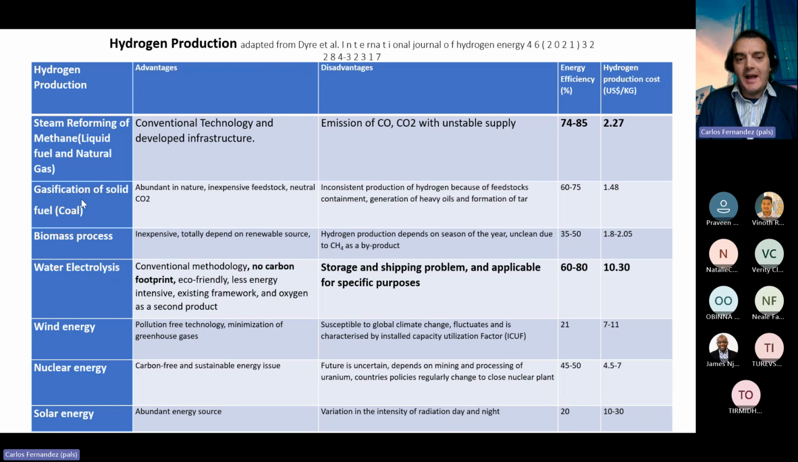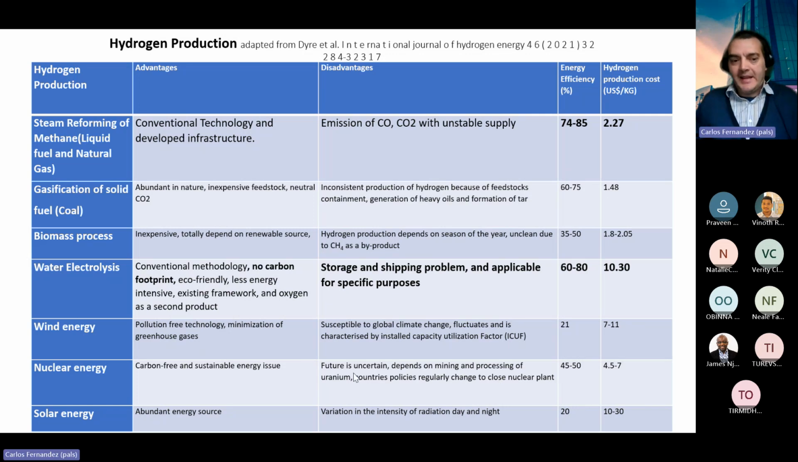The other system which is quite interesting is water electrolysis. These are some of the advantages. We have no carbon footprint, which is obviously fantastic, eco-friendly, less energy, and oxygen as the second product. But the problem here is the storage and shipping problem, and it is applicable for specific purposes. That's one of the reasons why one of the best carriers for hydrogen will be ammonia. We have also other methods like wind energy, nuclear or solar, where the efficiencies are considerably low. Nuclear energy, again, is a carbon-free and sustainable energy, which produces 45 to 50% in terms of efficiency.